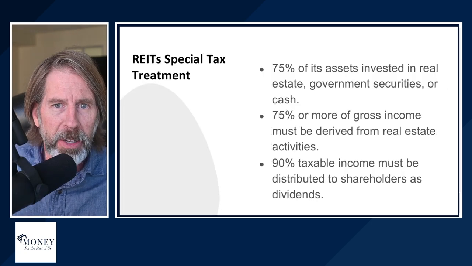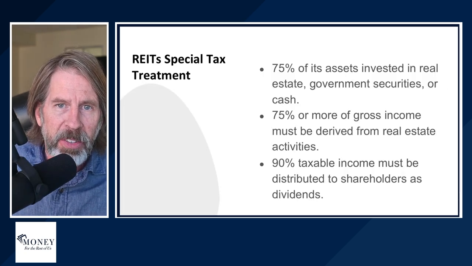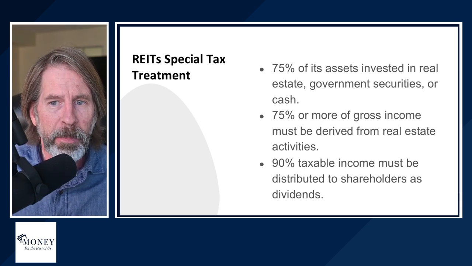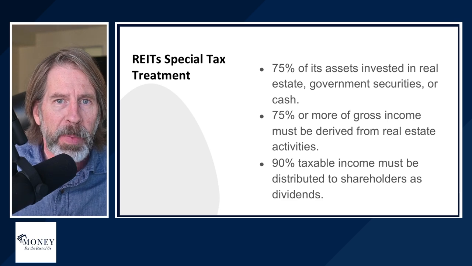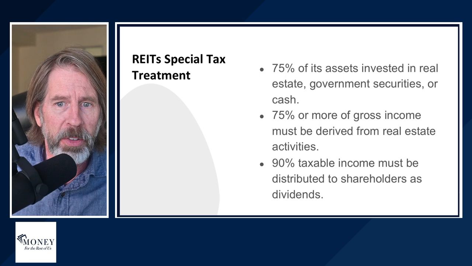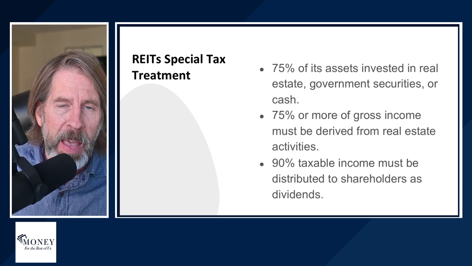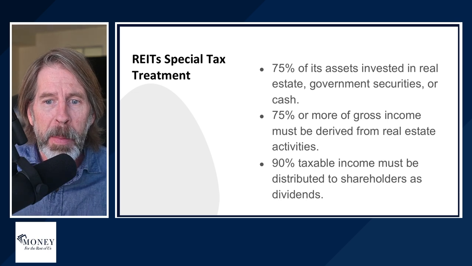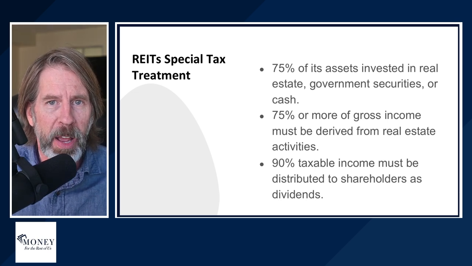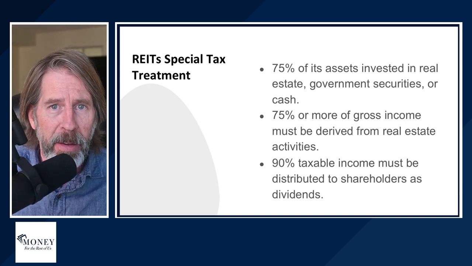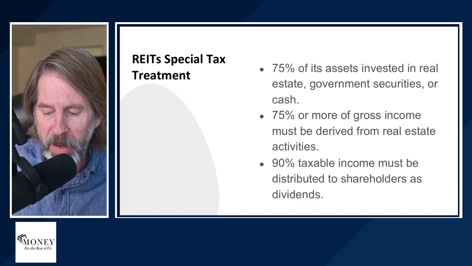Now, REITs get special tax treatment. 75% of a REIT's assets have to be invested in real estate, government securities, or cash. And about 75% of gross income also must be derived from their real estate activities. And here's the key, 90% of taxable income must be distributed to shareholders as dividends. So REITs, both equity REITs and mortgage REITs, have very high dividend rates.